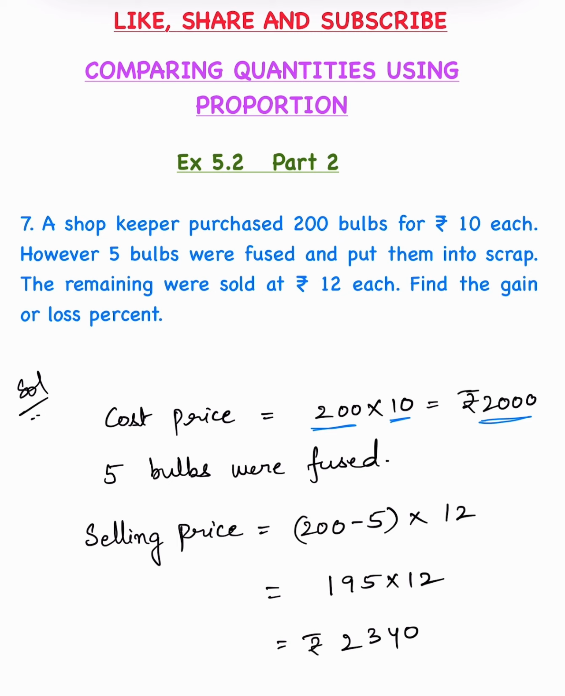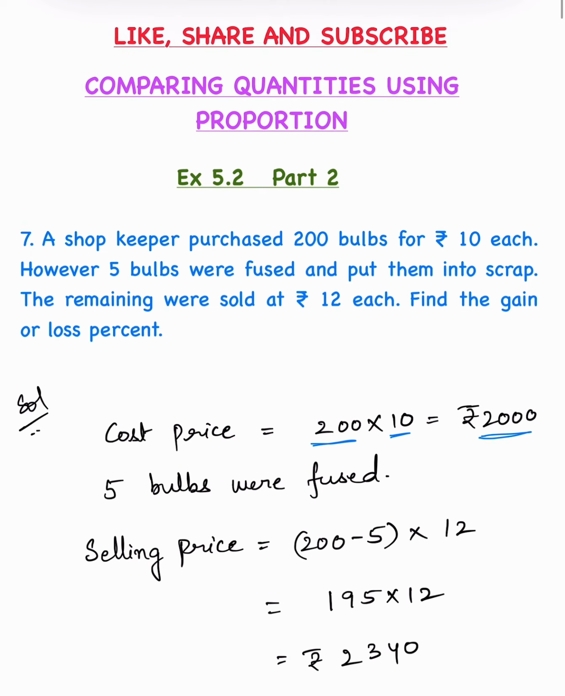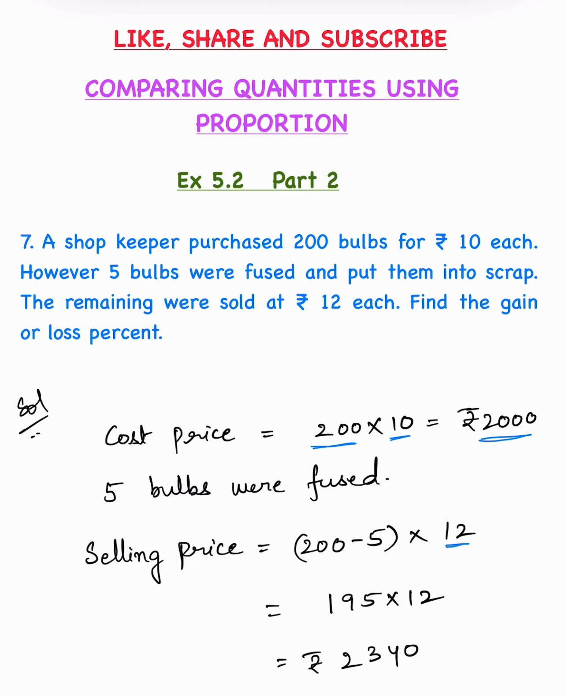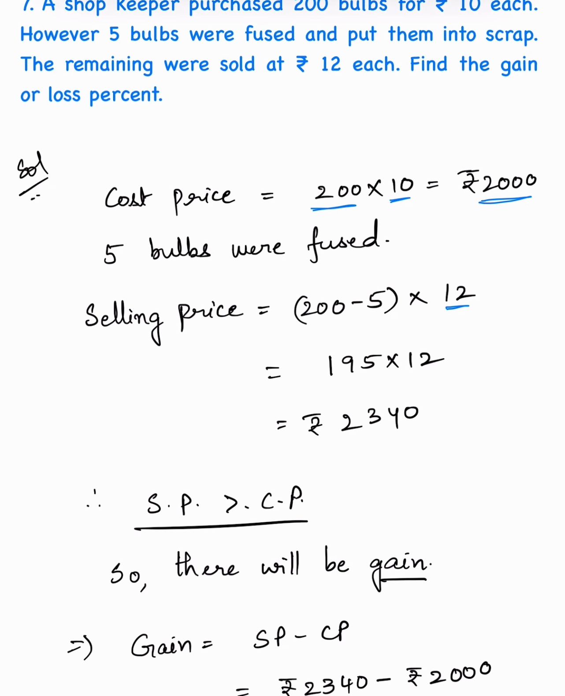5 bulbs were fused. That means what is the selling price? We have to calculate the selling price for only 195 bulbs. Why? Because out of 200, 5 bulbs are gone. So 200 minus 5 is 195 into 12. Why 12? Because each bulb is sold at 12 rupees. So selling price is 195 into 12, that is 2340.